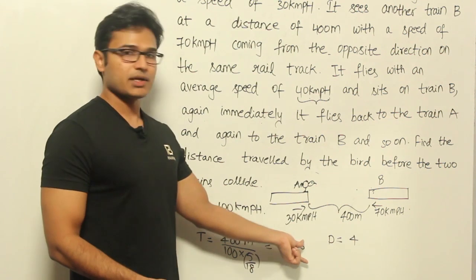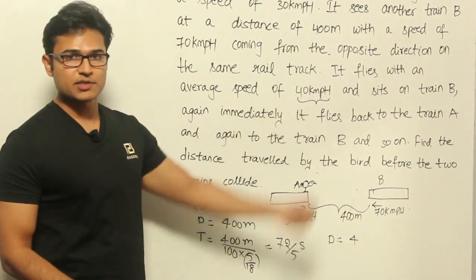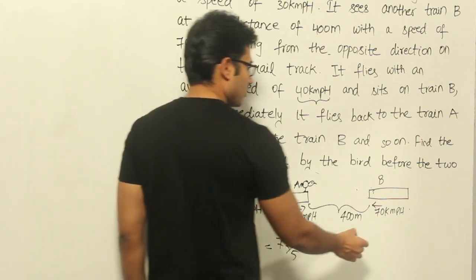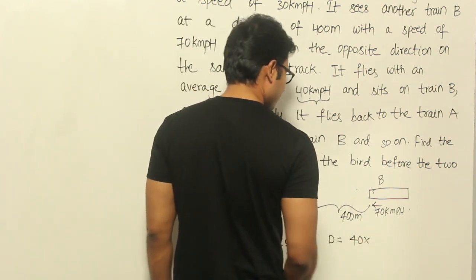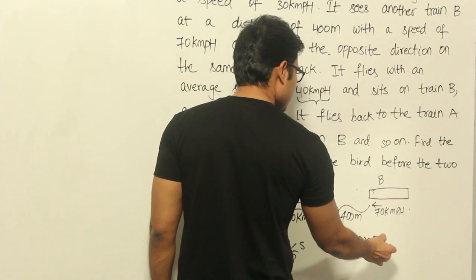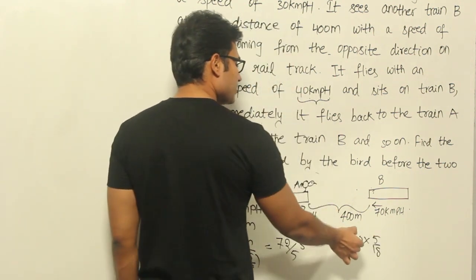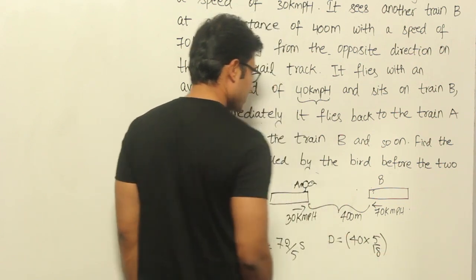We know the time in seconds, but the speed is in kilometers per hour. Let me convert everything to meters per second, right? Therefore 40 into 5 by 18, right? So this is the speed of the bird in meters per second.